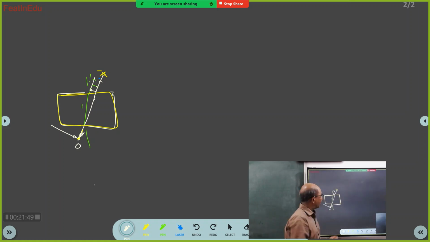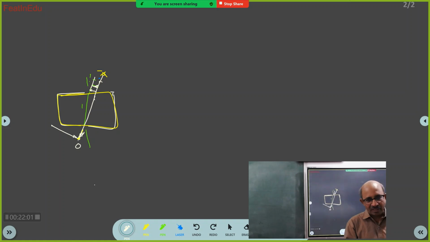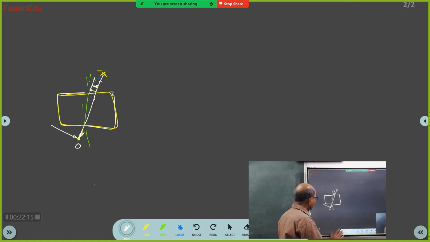Clear? Remember, this line I am drawing here is perpendicular to this. So there are two parallel lines now. One is the original emergent ray and the other is the new emergent ray. The distance between them is called the lateral shift. Clear? Any other doubt? No, sir. This is one phenomenon. Okay, that's right.